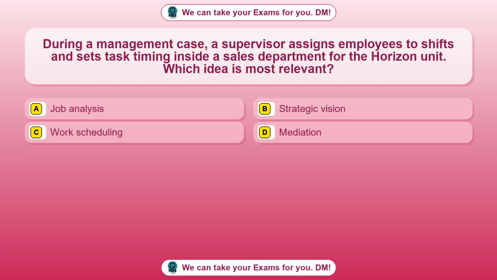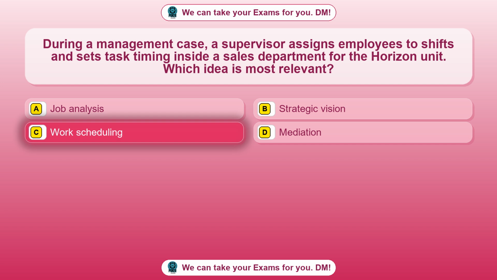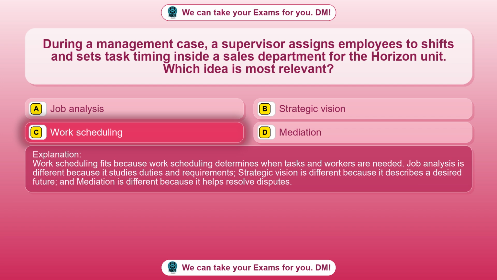Option A, job analysis. Option B, strategic vision. Option C, work scheduling. Option D, mediation. The correct answer is option C, work scheduling. Work scheduling fits because work scheduling determines when tasks and workers are needed.